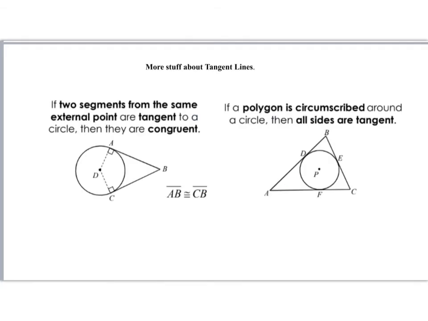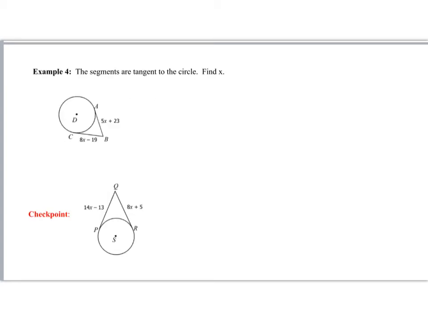Okay, next one. Here's some more stuff about tangent lines. If two segments from the same external point, so we are talking about here, and these two segments are tangent to the circle, then they're also congruent. That means this one is congruent to this one. And if that's true, what you should think about is if a polygon is circumscribed around a circle, then all the sides are tangent. So this one is congruent to this one, which is congruent to this one, and that one is congruent to that one. All right, let's give this a go.